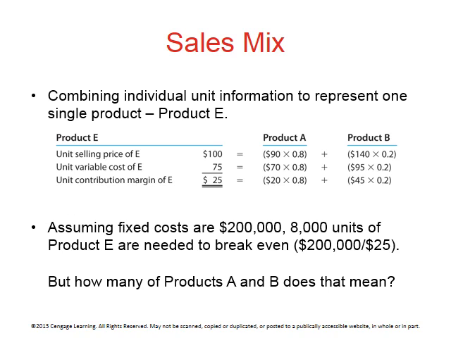So if we want to calculate our break-even number for product E, it'd be 8,000 units: $200,000 fixed costs divided by $25 unit contribution margin. The question is, how many units of product A and how many units of product B make up the 8,000?